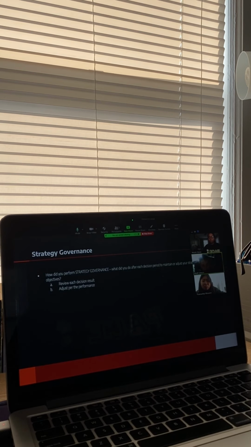Now for strategy governance. We reviewed each of the decision results in order to go into the following week. We did this because we wanted to make sure that we knew moving forward what our previous decisions had produced. So we were making sure to analyze the outcomes and move forward in a way that was sometimes riskier. Some weeks were riskier, and some weeks weren't as risky.